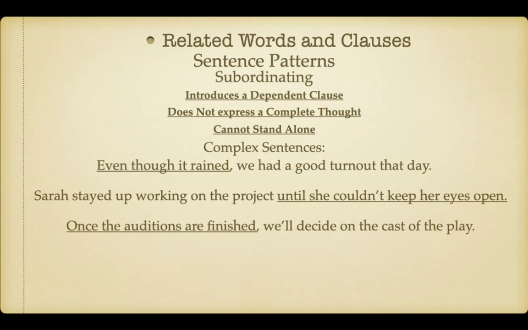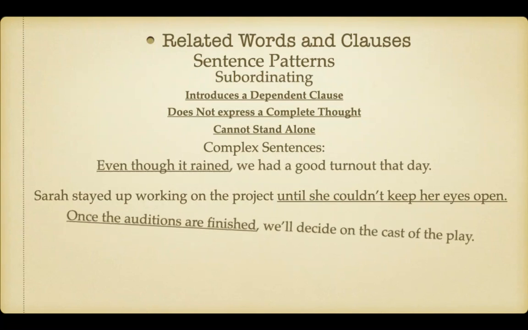Now, in these examples of complex sentences, the dependent clause is used to add meaning and clarity to the rest of the sentence. And something to note, too, is when a dependent clause precedes or comes before an independent clause, a comma follows. We see this in our first and our third examples.